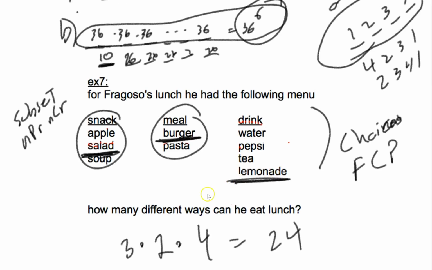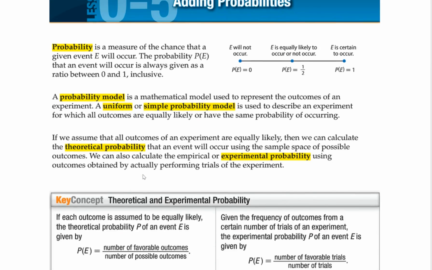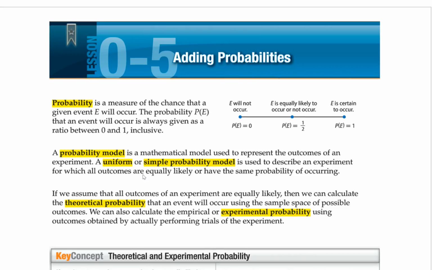So that's it for that first part. So let's move on to 05, adding properties. So here we're going to talk about probability, what it means. So probability is the likelihood something's going to happen, right? Probability is a measure of whether a given event will occur, right? So probability is the likelihood, the odds of something happening.